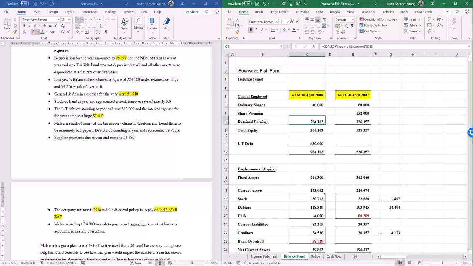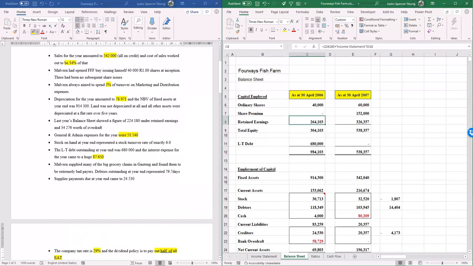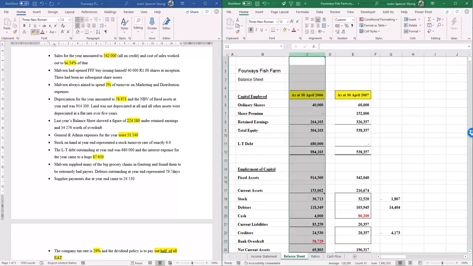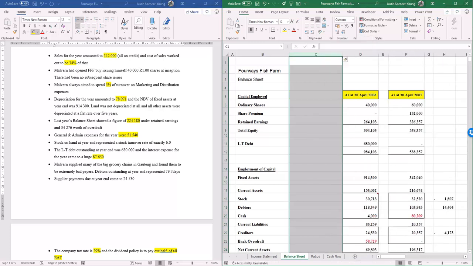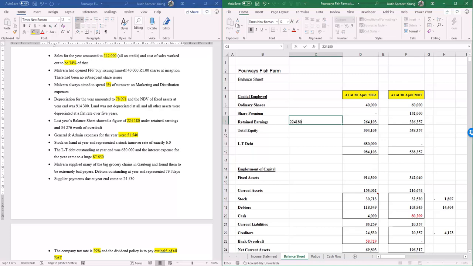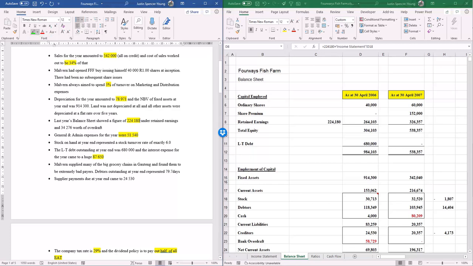Add the 39,923 to the previous year's retained earnings that was given to us. So really what that means, if we just clarify it here, we could insert this. If there was a retained earnings here from the previous year, 224,180 would go in there. We're carrying this over and we're adding existing retained earnings. So that's actually a green number. It's a balance sheet number.